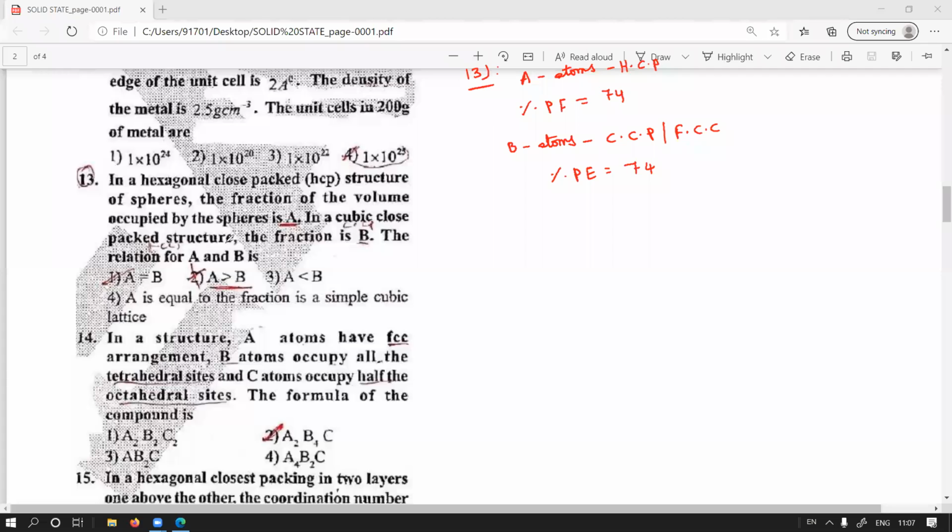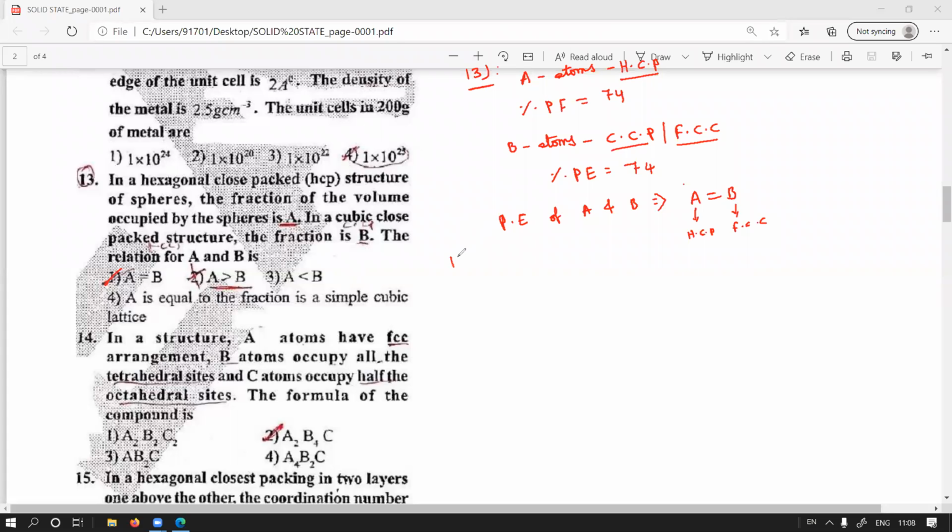So what they asked is the relation between A and B. So the packing fraction or packing efficiency of A and B, what is the relation? A is equal to B. So the correct answer is the first one. Means the packing efficiencies of HCP and CCP, or face centered cubic close packing structure, are equal. That's why A is equal to B, because the A atoms are in HCP, its packing efficiency is equal to that of B atoms present in FCC. Both are equal.